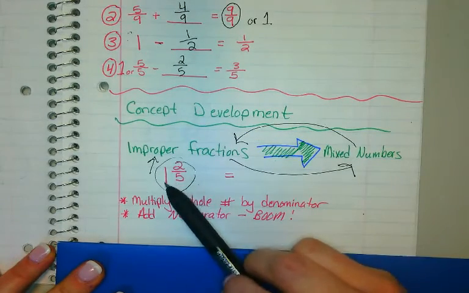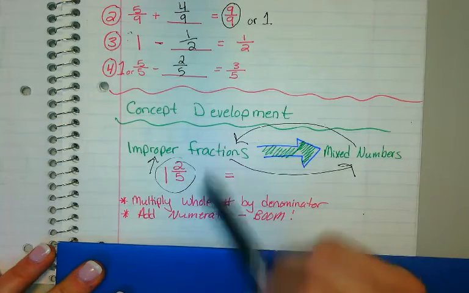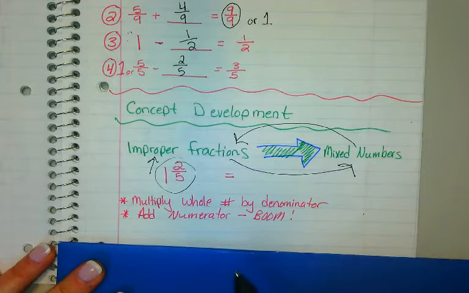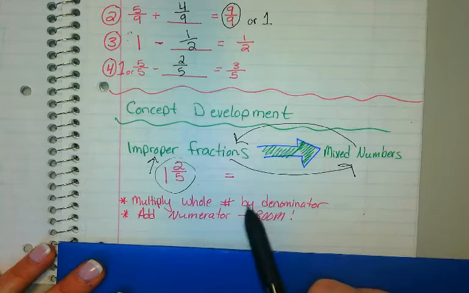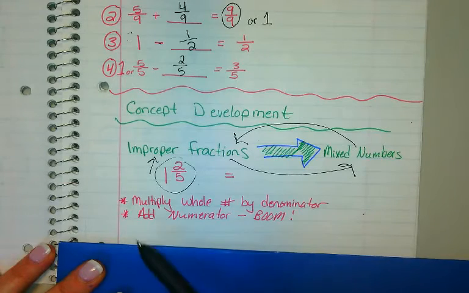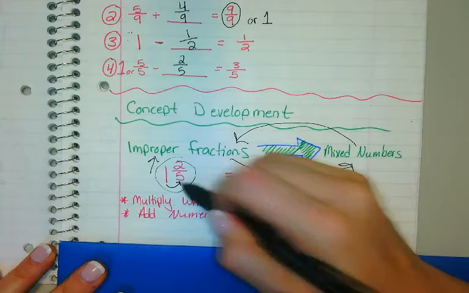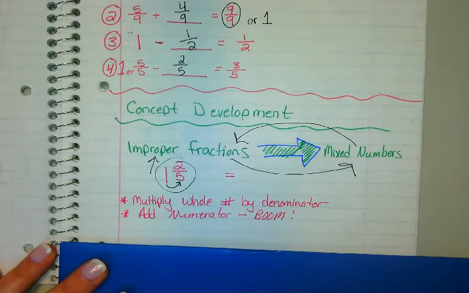So if I have 1 2/5 and I want to make it improper, what I need to do is follow the steps down here at the bottom. I need to start by multiplying a whole number by the denominator. So I need to take 1, multiply it by 5. 1 multiplied by 5 is 5.